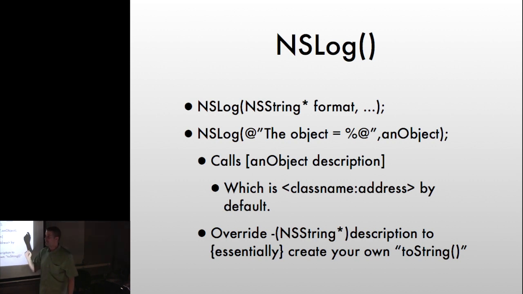It doesn't exist in most printf libraries. It calls an object's description. Description is a message within every NSObject. Typically, it comes back with the class name and the memory address. If you override this description and return an NSString pointer, you're basically creating a toString for your class. Return back a string full of a whole bunch of information about your object, and when you NSLog it like this, it'll call that and print that out.